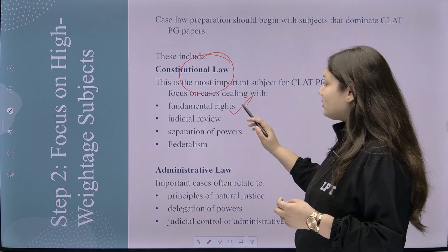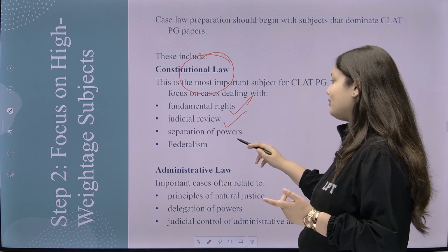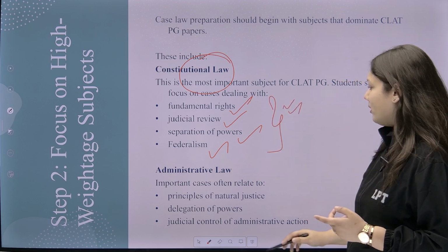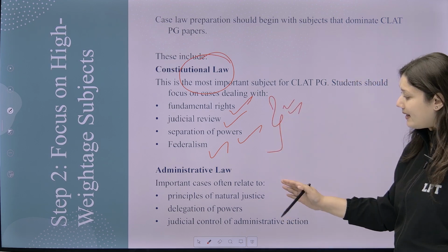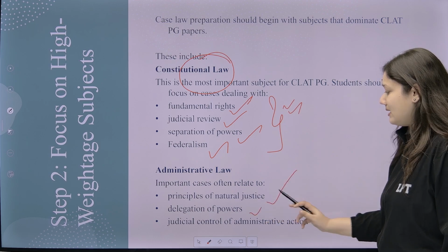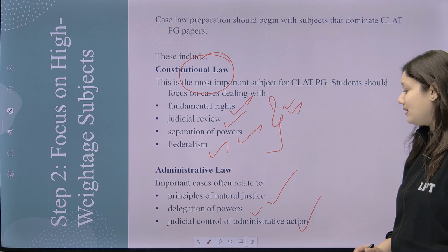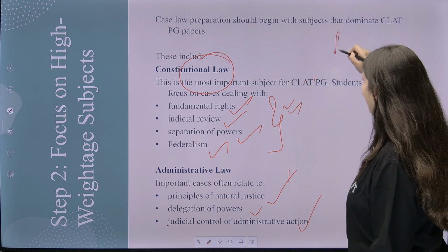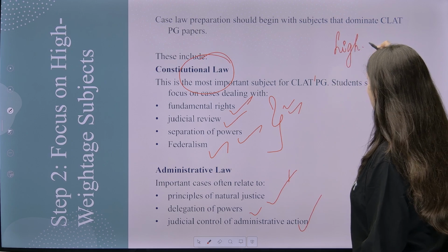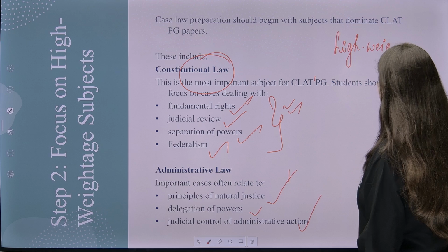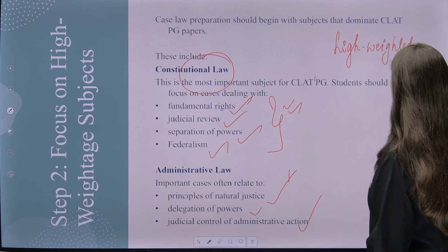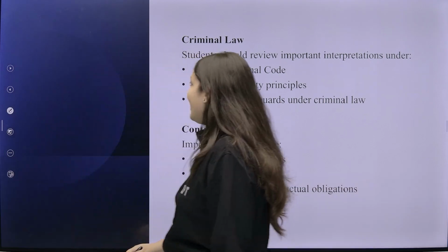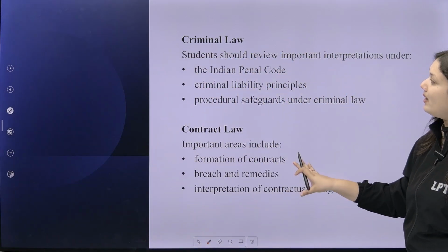You have to focus upon the fundamental rights, judicial review, separation of powers, federalism is something that you have to look for. Then the administrative law, again, principles of natural justice, delegation of powers, judicial control of the administrative actions. इस type के जो questions हैं वो आपके high weighted sections होते हैं, इनसे आपके passage आते ही आते हैं. High weighted questions are there from constitutional law, administrative law, then the criminal law and the contract law.